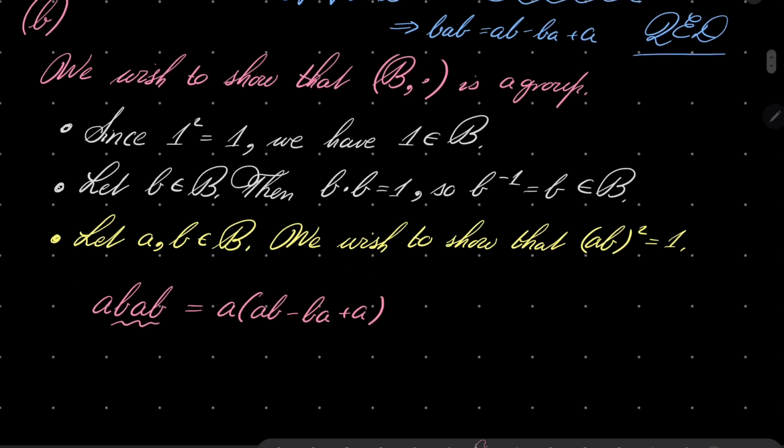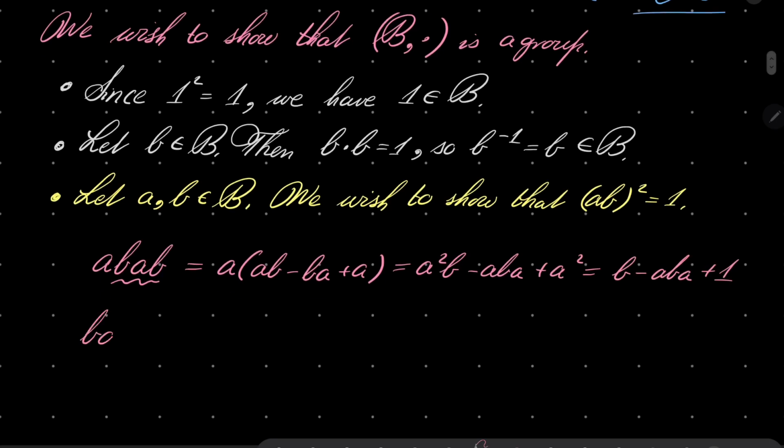Right. And now let's expand it. It's A squared B minus ABA plus A squared. And now, what is A squared? Well, since A is in B, A squared is 1. So it's B minus ABA plus 1.